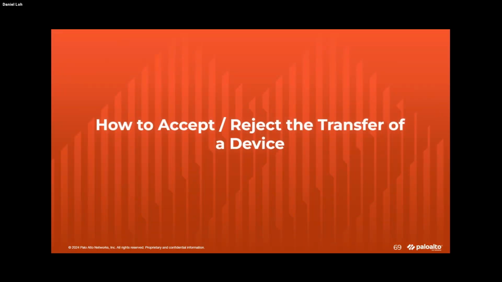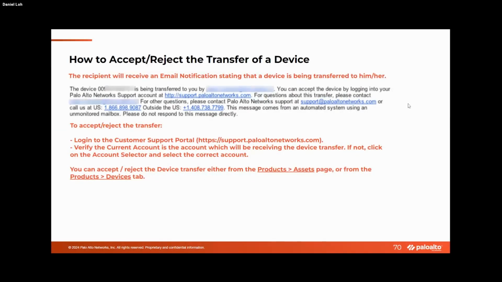Next, I will talk about how to accept or reject the transfer of a device. The recipient will receive an email notification stating that a device is being transferred to him or her. This is an example of how the notification will look. To accept or reject the device transfer, the user will have to log into the customer support portal.